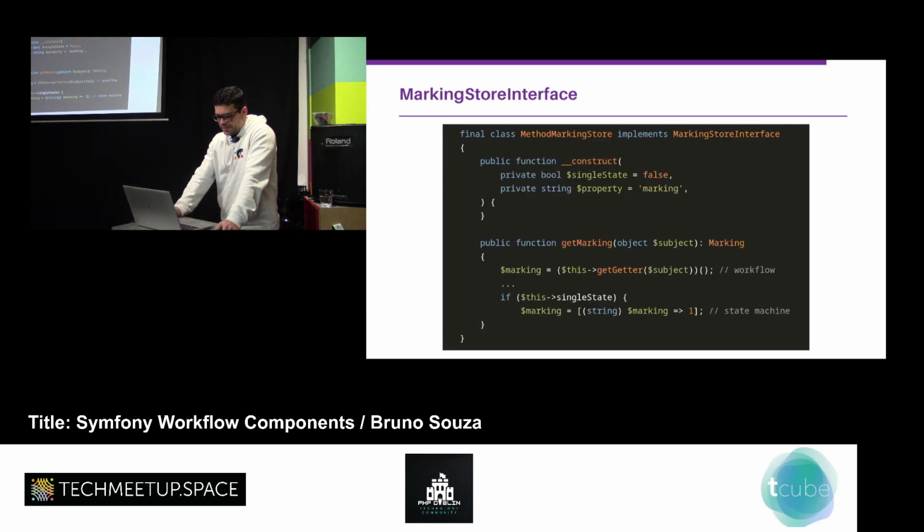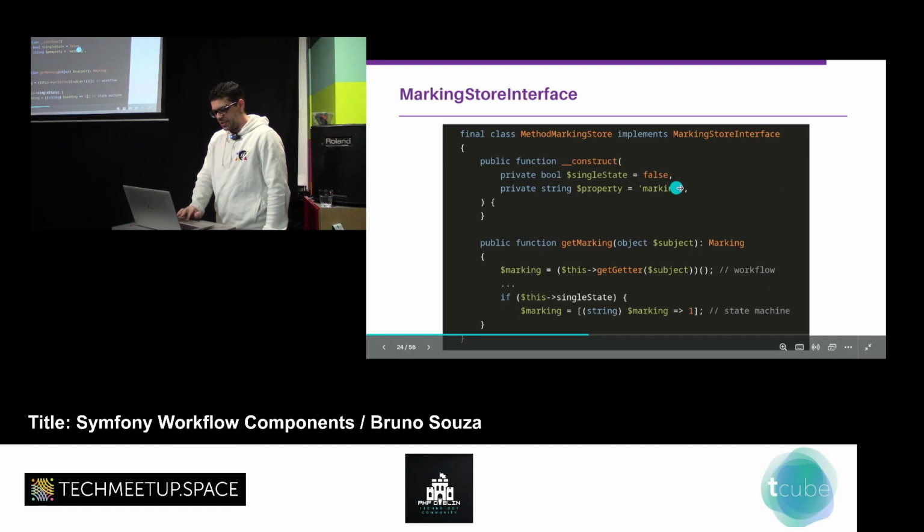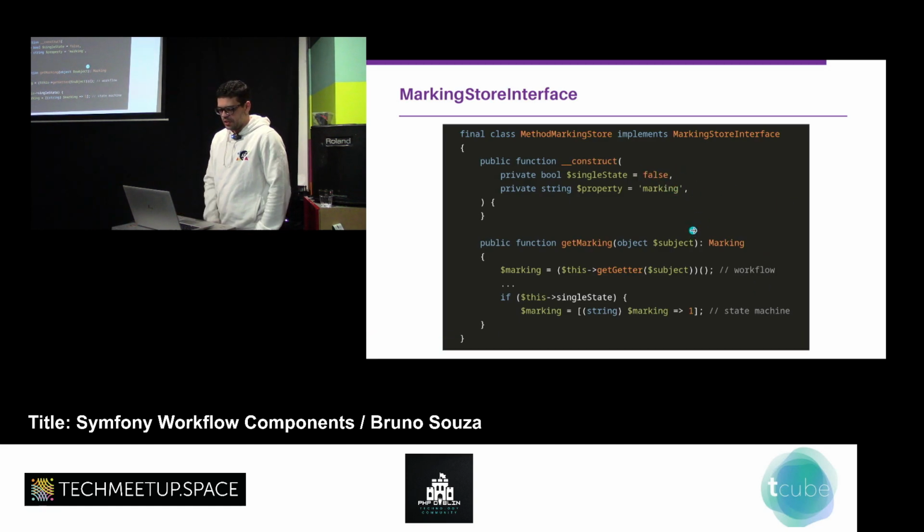You have the marking store interface, which is also this one. For this one here, you can see the construct. And the main difference between the workflow and the state machine is this property called single state here, which is false by default, because the default behavior is the workflow. So basically, the component is a workflow or multiple states by standard.